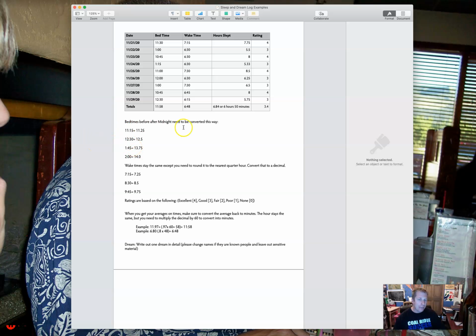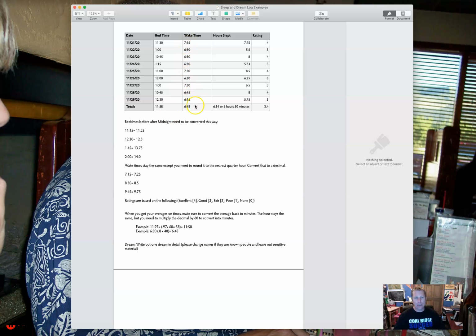This is an example of the bedtimes after midnight. You convert them. So 12:30 is 12.5. I went to bed maybe one night at 1:45. That equals 13.75 because 45 minutes is 75%, or 3/4, of an hour. 2 o'clock equals 14. When you add all those up and divide by the number of nights you have, you'll get a number, which we'll talk about in a little bit. I'll teach you how to convert that back in a minute.